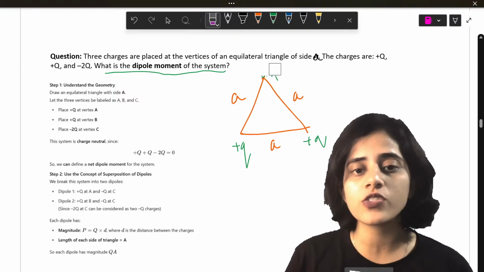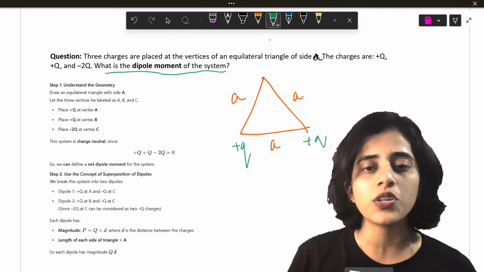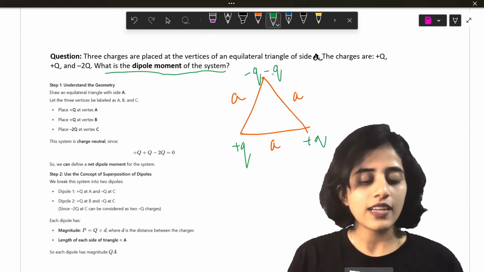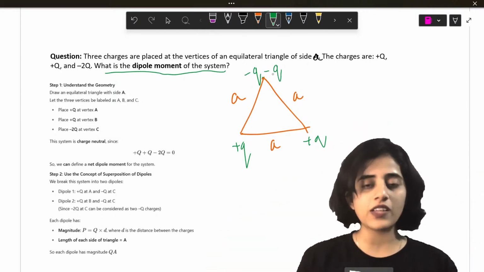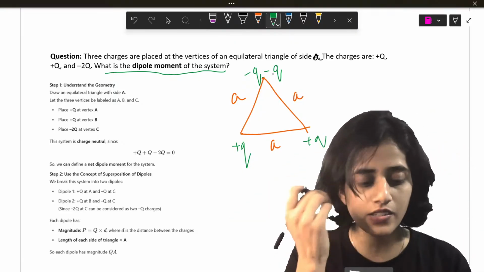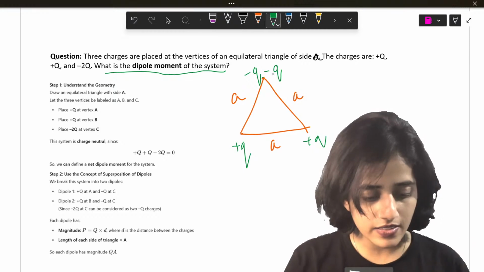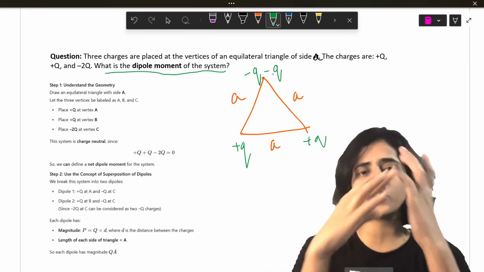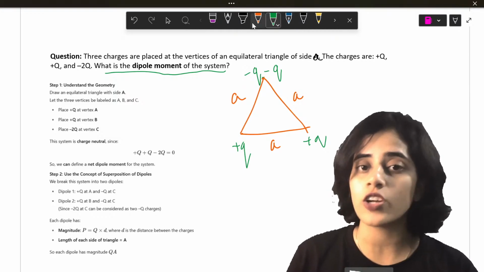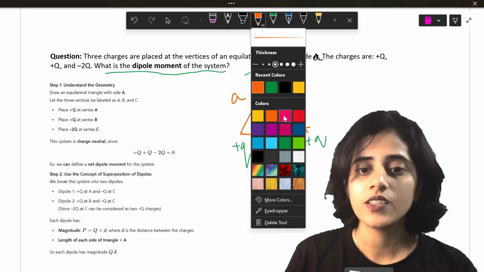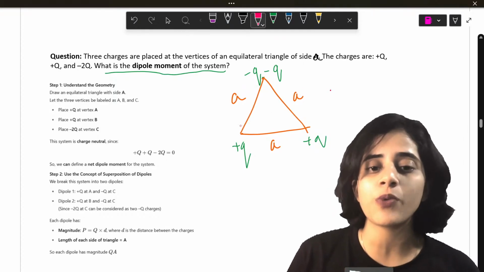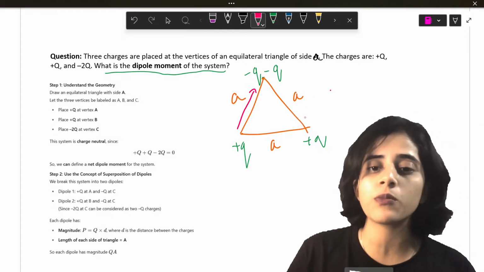What I can first do is split the minus 2Q into minus Q and minus Q, so that each of the plus Q charges has a dipole. Now let us join them. Dipole moment is always in which direction? It's from positive to negative. So this is one dipole moment.